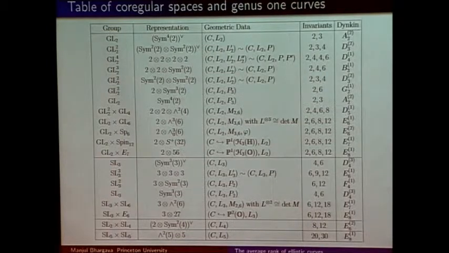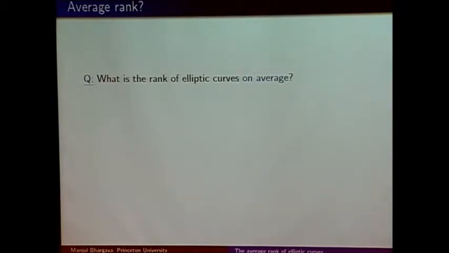So since a lot of these parameterization spaces were involving genus 1 curves, a natural question that I was always interested in is this question of average rank of curves. So if you look at elliptic curves and vary them, say, over all elliptic curves or in special families, can one say anything about the average rank of the elliptic curves in that family? So that's the question. What is the rank of elliptic curves on average? And this is a question that we can try to see if one can embed in one or more of the parameterization spaces that we already have.